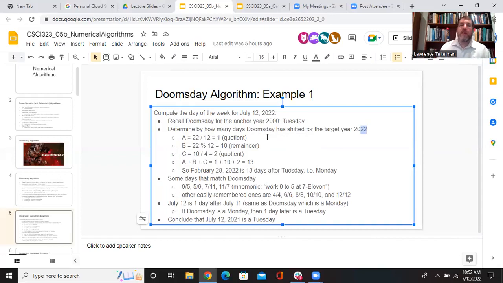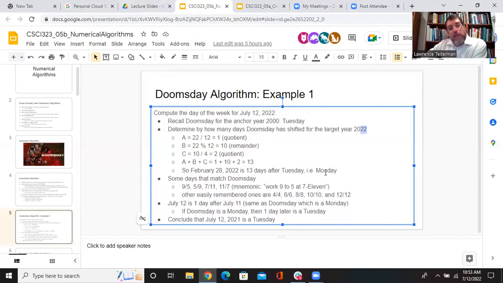Again, in 2000, the last day of February was a Tuesday. In 2001, it was a Wednesday. In 2003, it was a Thursday. In 2004, which is a leap year, it advanced 2. So it's a Saturday, because it moved by 2, right? So what this is doing is saying in 22 years, how much did it advance? It advanced 13 days, which is like going to a Monday.